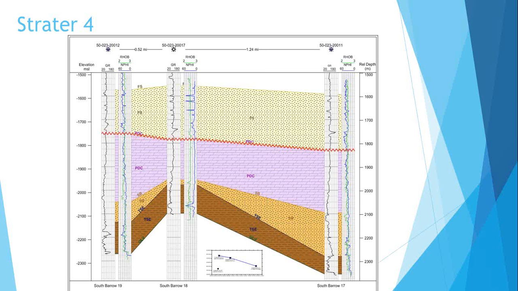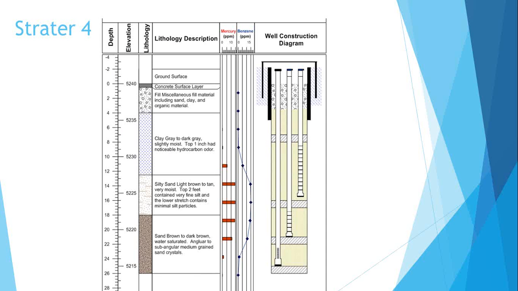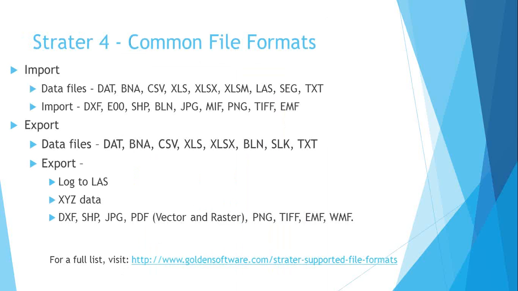Strater can create cross-sections from line symbol logs. A multiple borehole log can be used to compare different boreholes. You can use Strater to create a well construction log to visually represent the well. The Strater 4 supported file formats include CSV, XLS, XLSX, LAS, TEXT, DXF, and more. The complete file formats are available online.